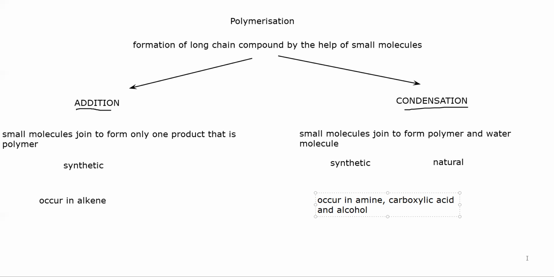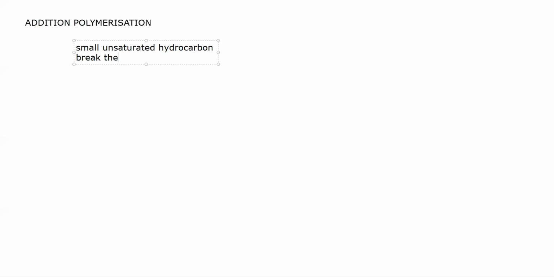Now, the first one is addition polymerization. And what is addition polymerization and how does it happen? In this polymerization, small unsaturated hydrocarbons, and when we say unsaturated, it means it contains a double bond, break the bonds and form a long chain compound known as a polymer.